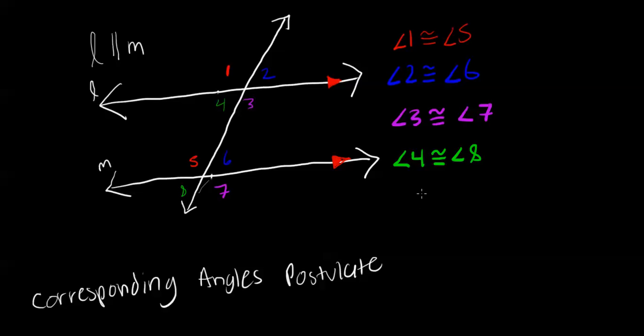In this section, we're going to be looking at the properties of parallel lines. To start off with, we're going to look at a postulate. Here we have the corresponding angles postulate. If a transversal intersects two parallel lines, then corresponding angles are congruent.